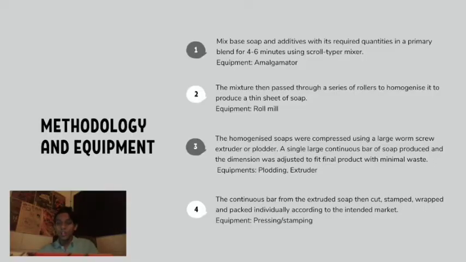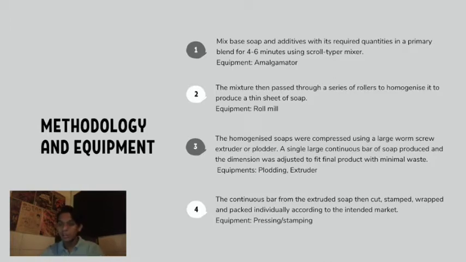Okay, so for the methodology and equipment in soap manufacturing, we can see the first step is to mix base soap and additive in their required quantities in a primary blend for 4 to 6 minutes using a scroll type mixer. The equipment, which is also known as a mixer, is called an amalgamator. The next step is the mixture passes through a series of rollers to homogenize it and produce a thin sheet of soap. So in the second step, basically the mixture of mixed base soap and additive will pass through a reactor, which is also known as a roll mill. Roll mill is a reactor.